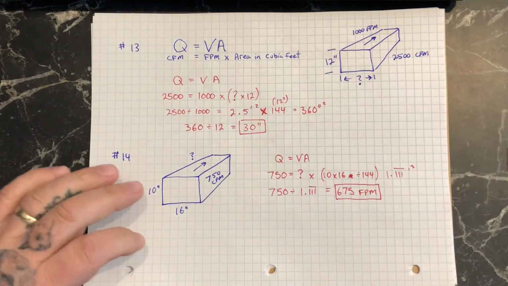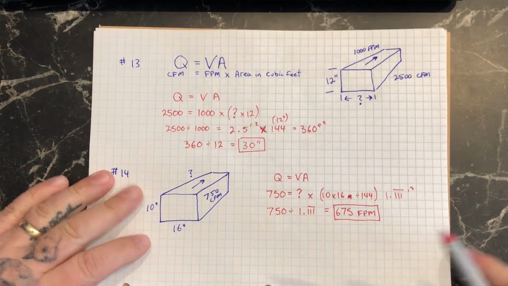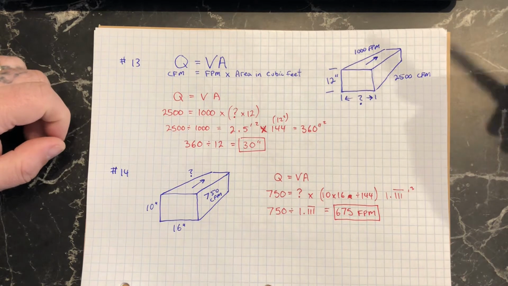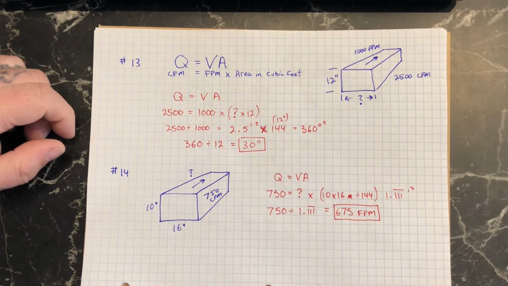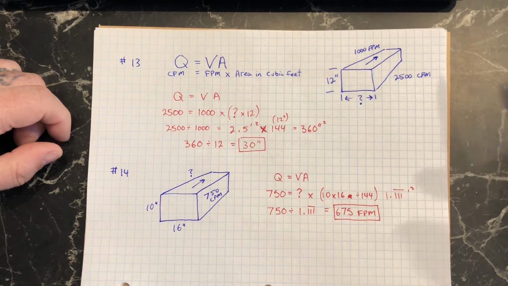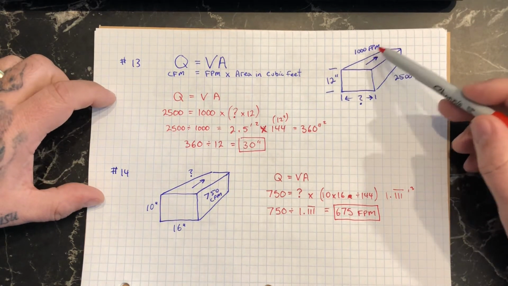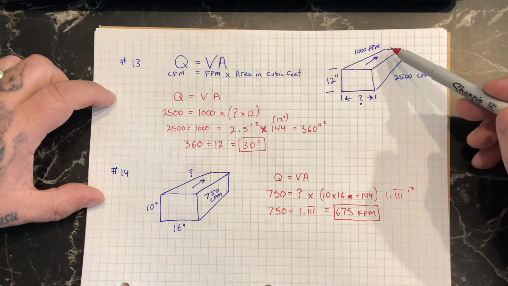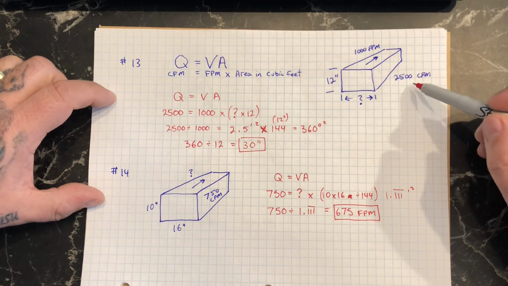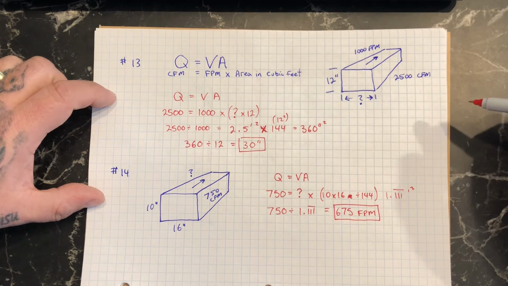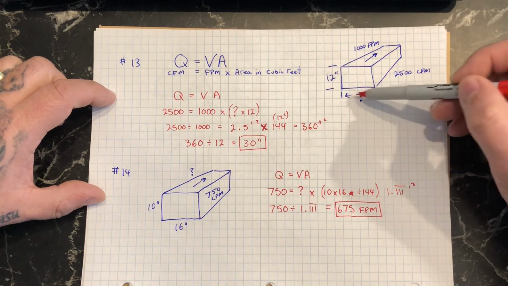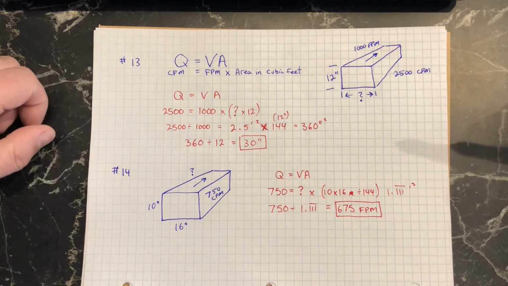Moving on, number 13 here are the Q equals VA questions, if you remember those. For 13, we're looking for the air velocity in a duct that is 1,000 feet per minute. So we have air moving through the duct at 1,000 feet per minute. It's a total air volume of 2,500 cubic feet per minute. It has a depth of 12 inches, and we are missing the width of the duct.